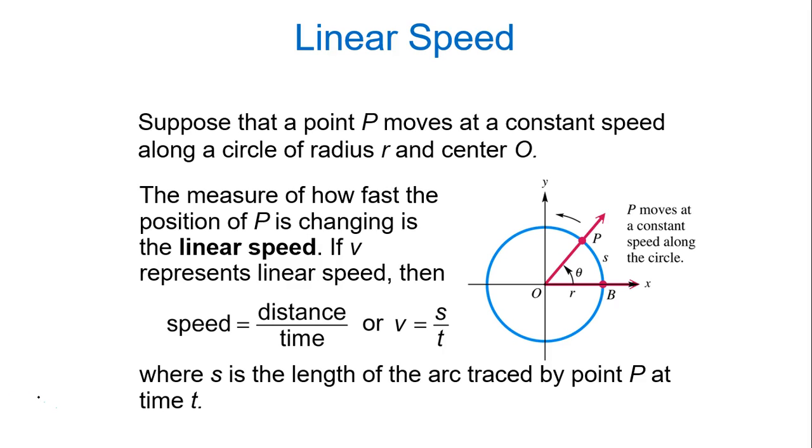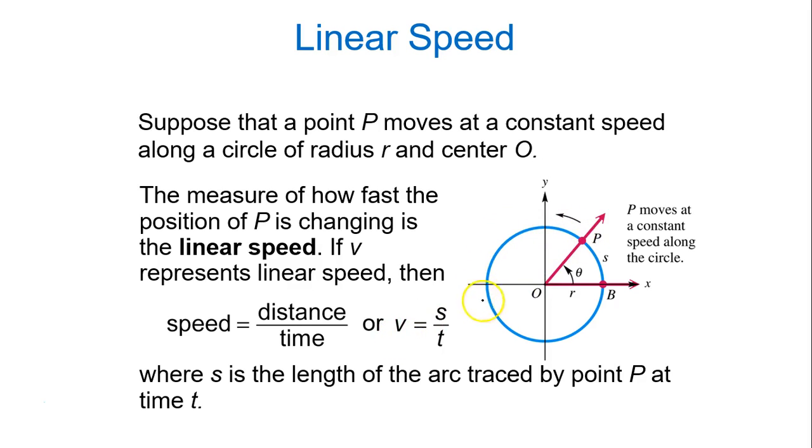All right, so this right here is linear speed. It says, suppose that a point P moves at a constant speed along a circle's radius. So it's moving at a constant speed around our center O. The measure of how fast the position of P is changing is the linear speed. If we say V represents linear speed, then speed is equal to distance over time, just like velocity. Distance over time.